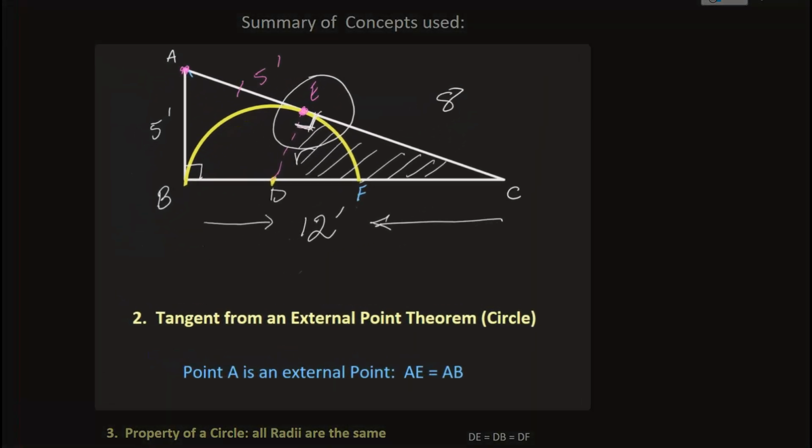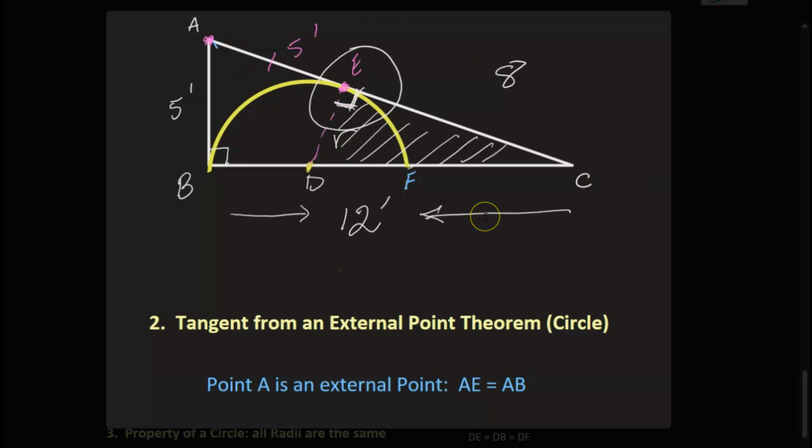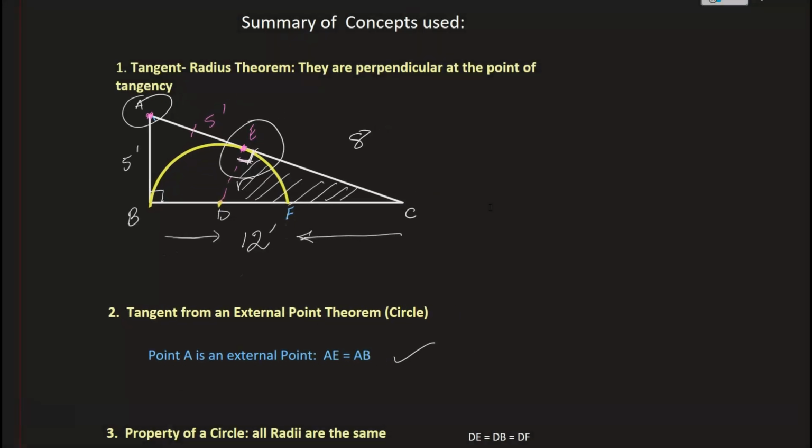Number two, the tangent from an external point theorem in a circle. Point A is an external point. So AB and AE are both tangents to the circle. That means they touch the circle at only one point, but do not cross the circumference of the circle. That's what we call a tangent. So point A is an external point to the semicircle, therefore AE must be equal to AB. That's the second theorem that we used.